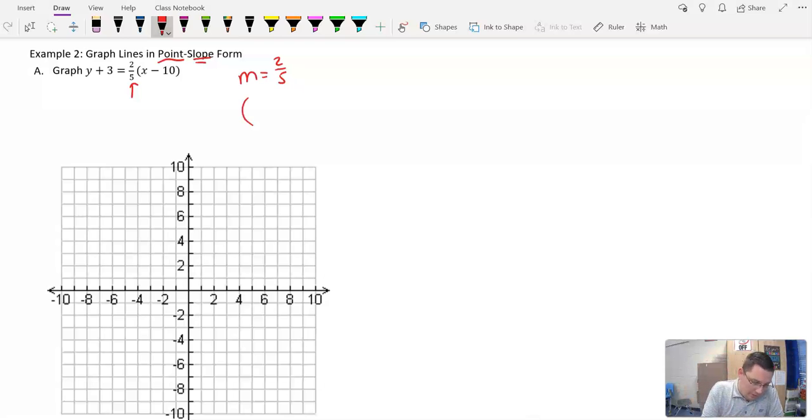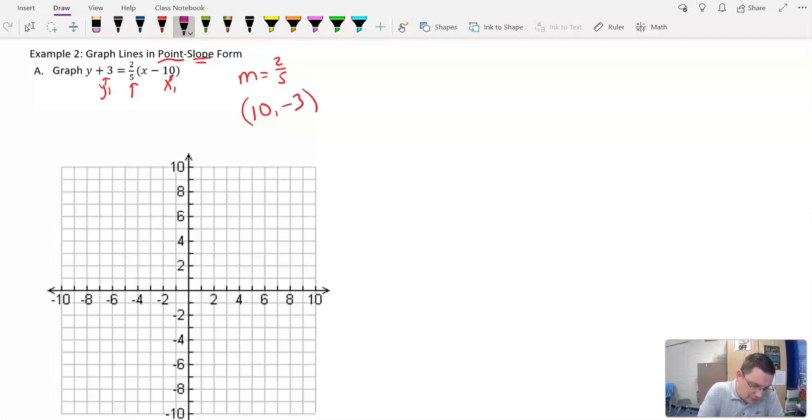The point, remember, we've got to pay attention to the signs. The signs are always going to be opposite of what you see. So your x sub 1 is hiding out here. Your y sub 1 is hiding out here. But remember, it's opposite of what you see. And so it's not going to be minus 10 or negative 10. It's going to be a positive 10 for the x. And for the y, it's not positive 3, but negative 3.